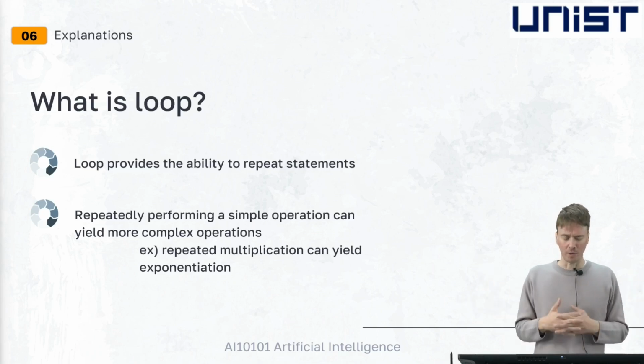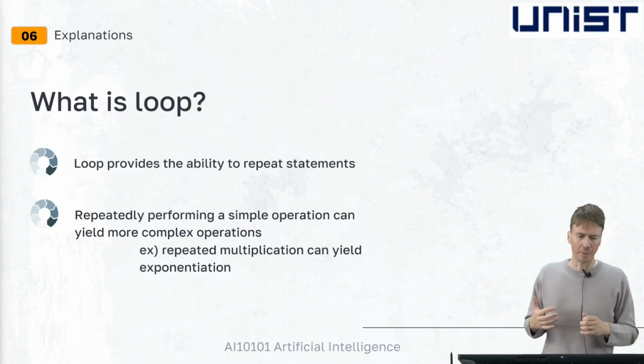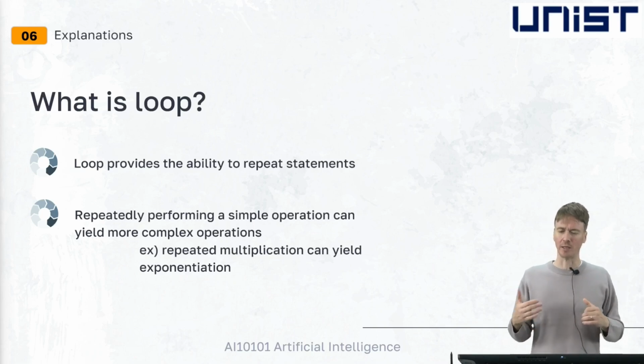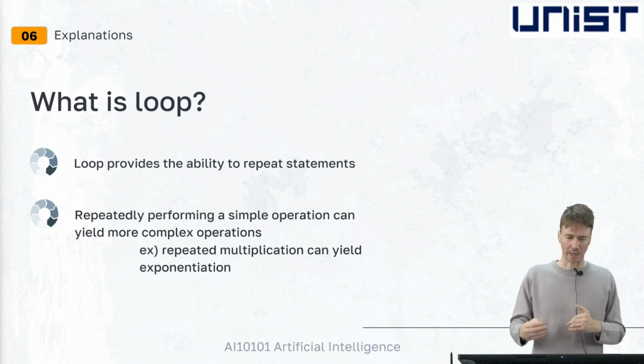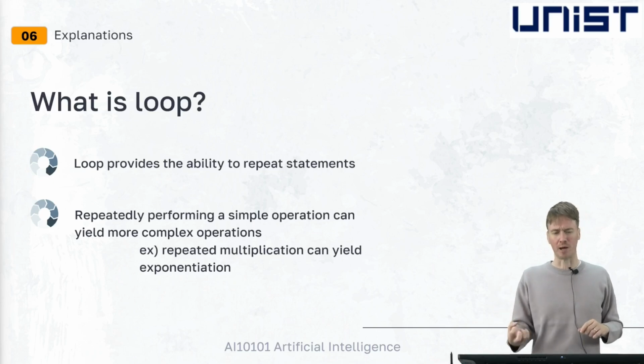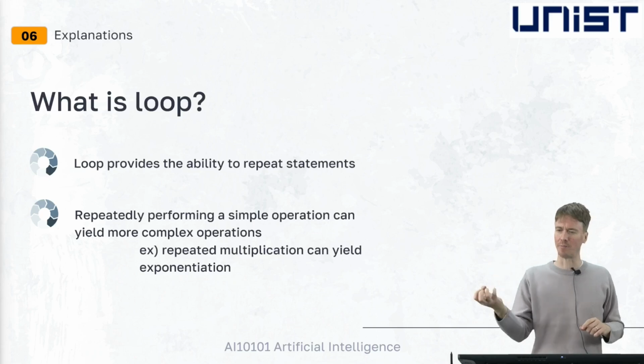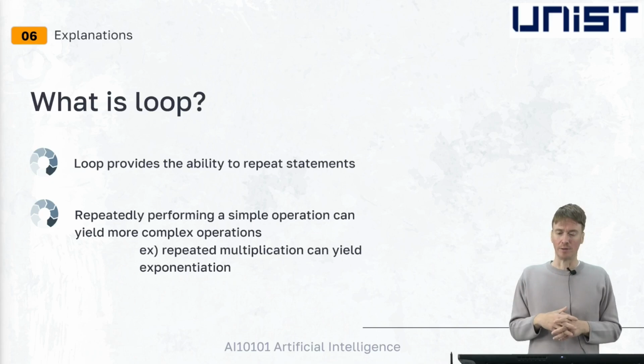What do I mean by looping? Looping essentially means the ability to repeat statements. The idea behind this is a lot of computer programming is taking a simple operation and repeating it. That's really fundamental to computer programming.